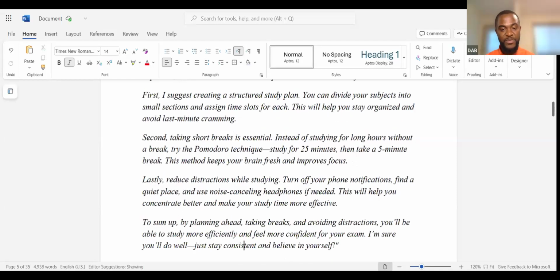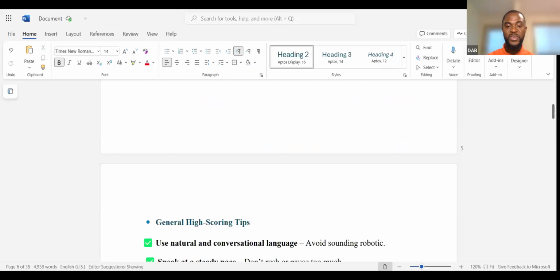To sum up, by planning ahead, taking breaks, and avoiding distractions, you'll be able to study more efficiently and feel more confident for your exam. I'm sure you'll do well. Just stay consistent and believe in yourself. That is it.